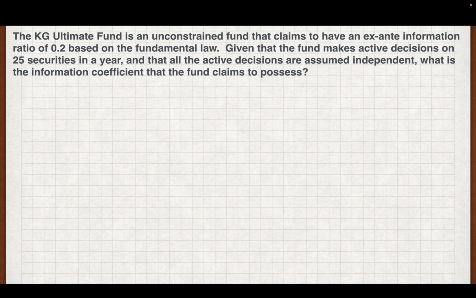And we're back. The basic fundamental law states that the IR is the IC times the square root of BR. So this is how we calculate the information coefficient. Assuming breadth is 25, the information coefficient should be 0.04.